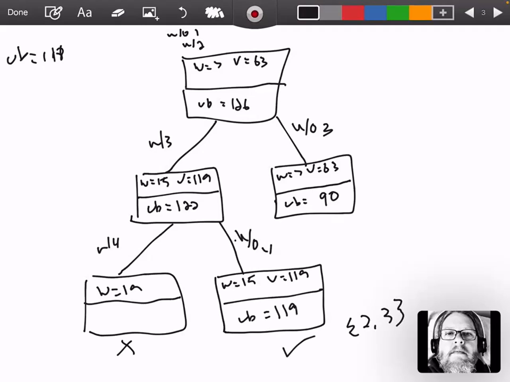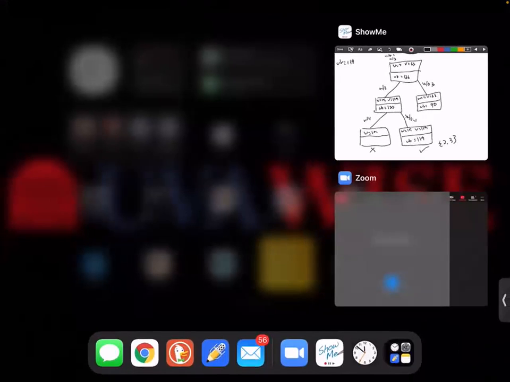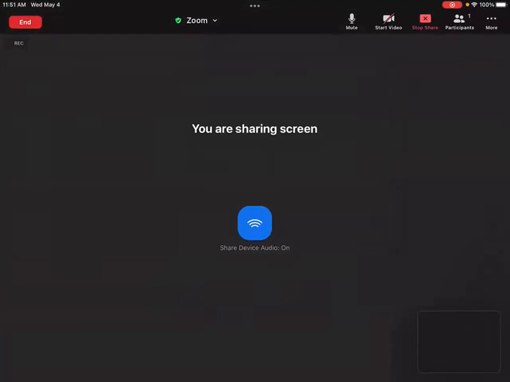So again, the point is at every step, we're looking at all of the bottom nodes to see which one has the superior upper bound. Okay. So hopefully that makes a little bit more sense.